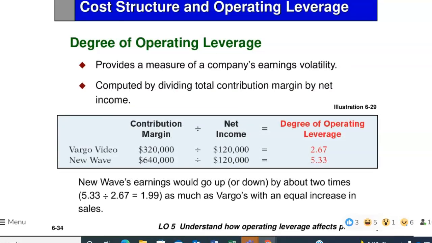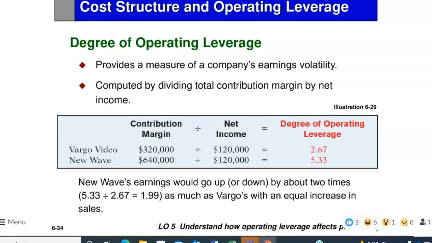Now, in managerial finance, you'll come across what is called financial leverage. So in every company, you have financial leverage and you also have operating leverage. And what the degree of operating leverage does is provide a measure of the company's earning volatility.